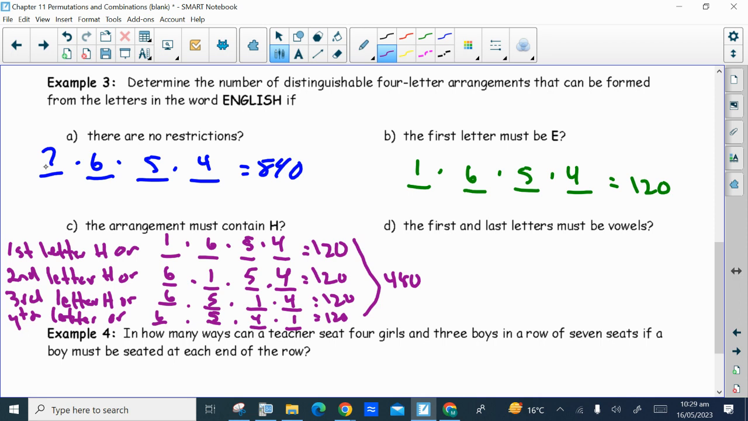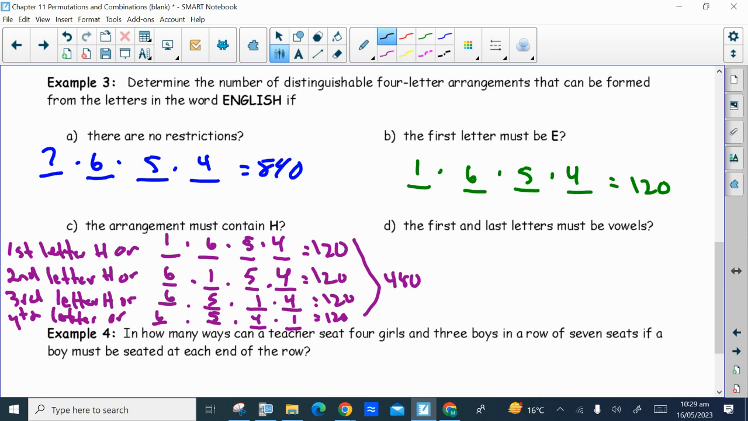If we look at question A, you have 7 choices for the first letter and 6 choices for the second, and 5 for the third, and 4 for the fourth. The word and means to multiply. The word or means to add.